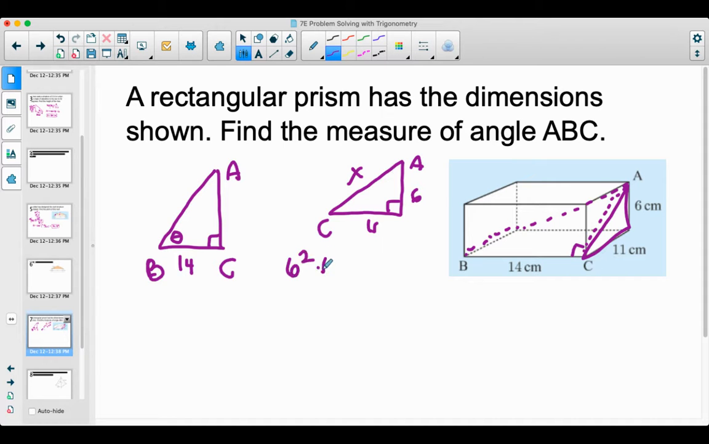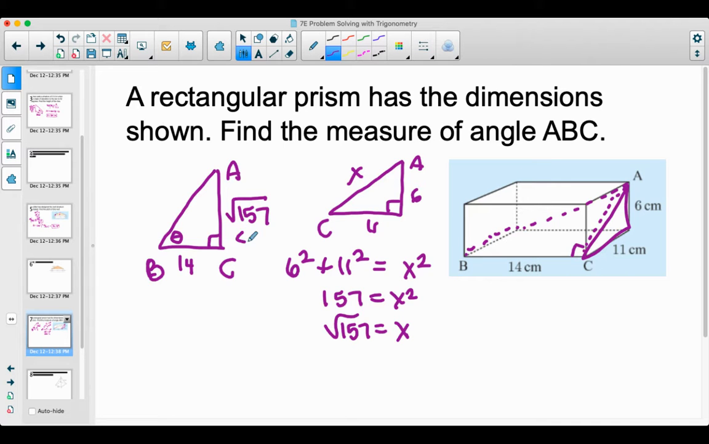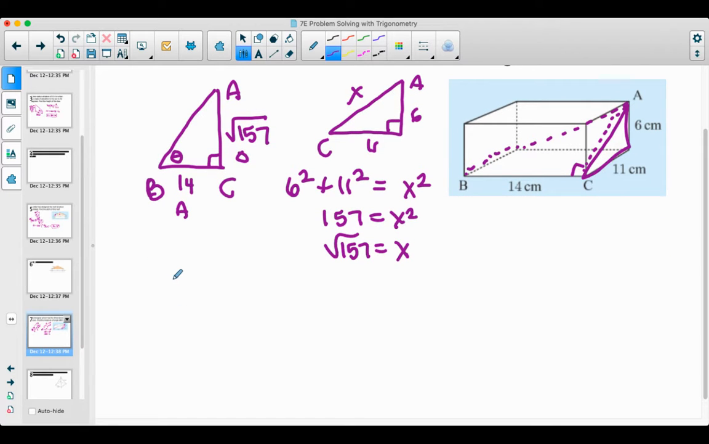So we have 6 squared plus 11 squared is equal to x squared. And when I add those two together, I get 157 is equal to x squared. And so our AC is going to be the square root of 157. So I'm going to label that as the square root of 157. And now we have enough information to find theta. So this is my opposite and this is my adjacent. And so I can do tangent there. So we have the tangent of theta is equal to the square root of 157 over 14.